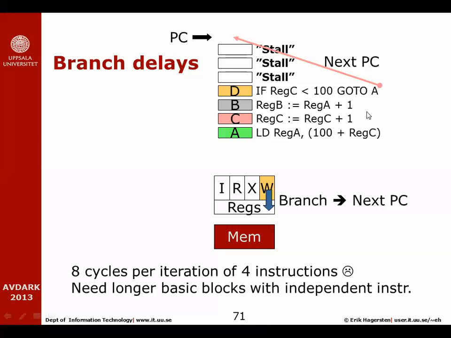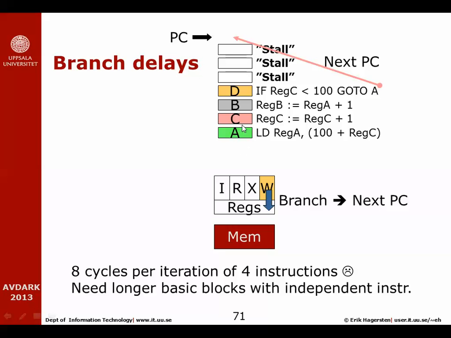We know the outcome of the branch, so we know whether we're going to go back to A, or we are going to go to the very next instruction that I assume would be called the E instruction. So that's the problem. And of course this adds extra cycles. So we execute these 4 instructions, and it's actually going to take us 8 cycles per iteration to execute 4 instructions, because we have to add these extra stall cycles.